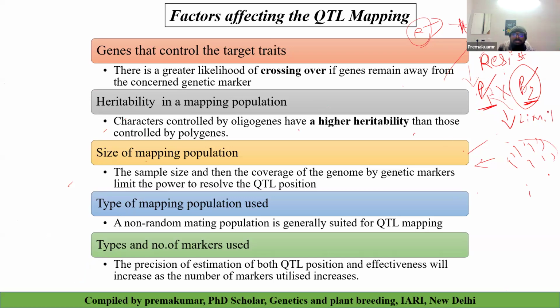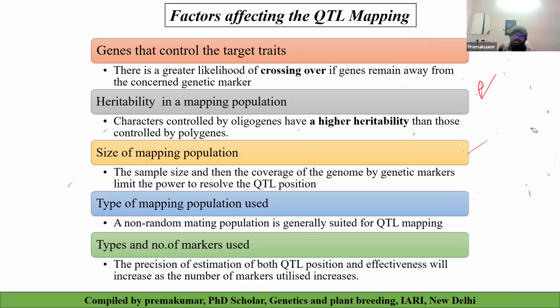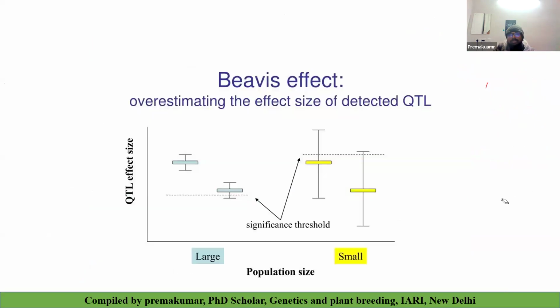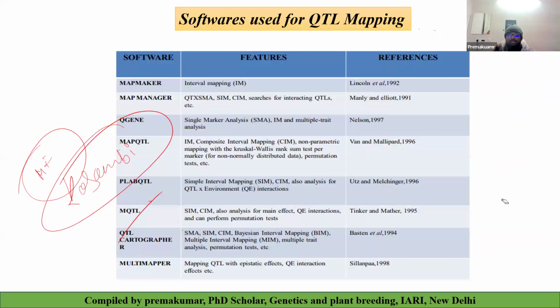Those who have not read about association mapping, don't worry, I will discuss it: what are the advantages and disadvantages there? Okay. Everything is good. Okay, what's your doubt?